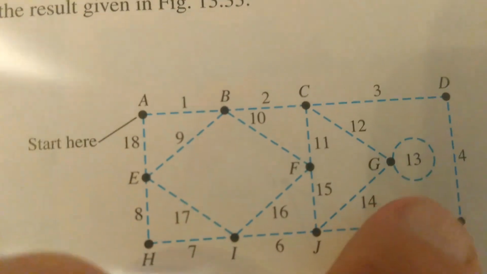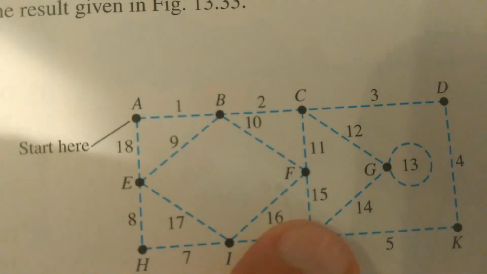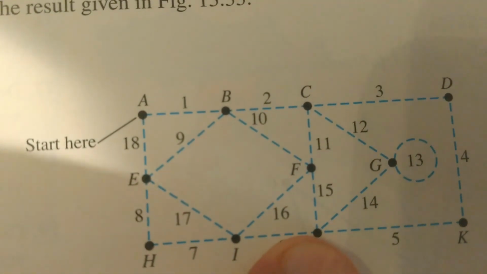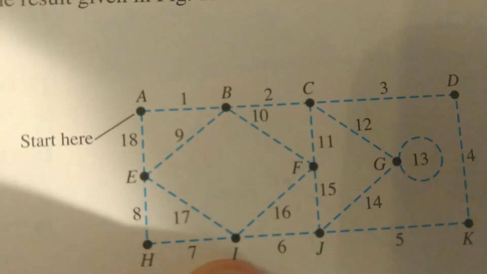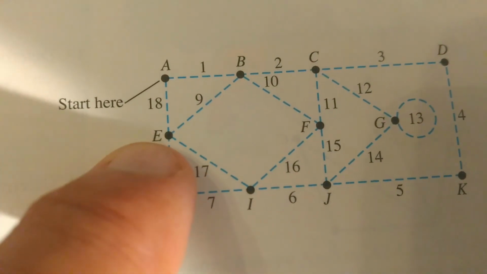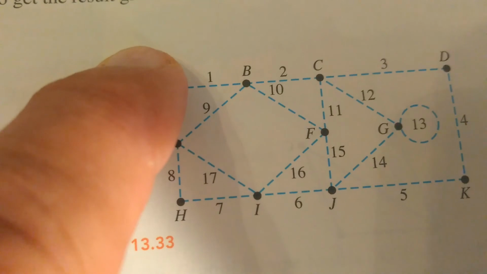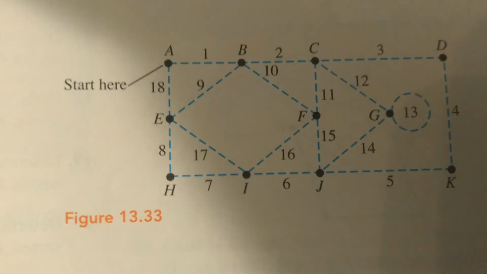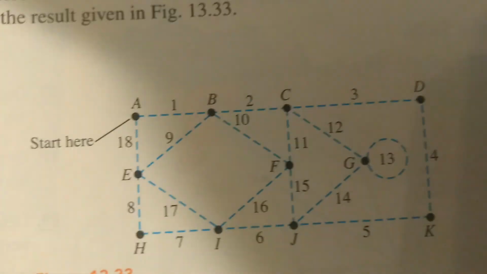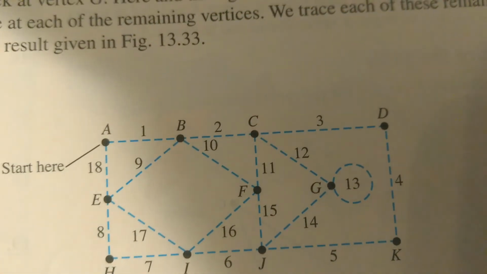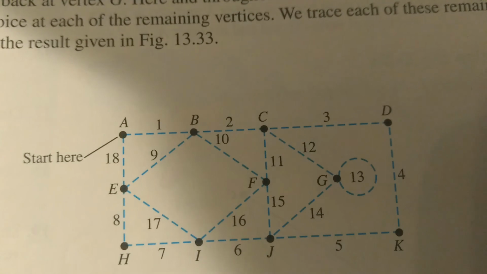Then at G, we're circling around, coming down to J, J to F, F to I, I to E, then back to A. Because remember, if you defined it as an Euler circuit, meaning it doesn't have any odd vertices, it must finish at the same vertex that it started at.